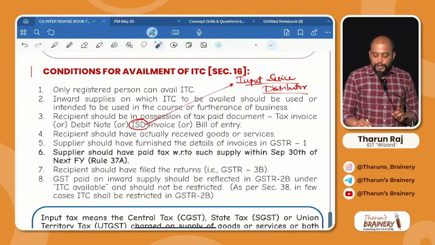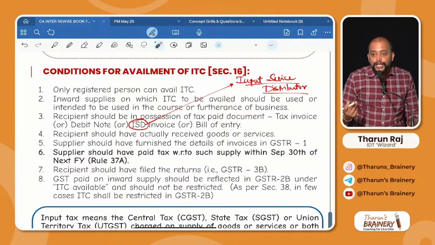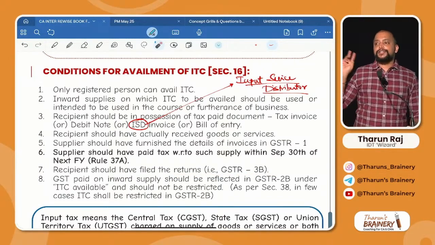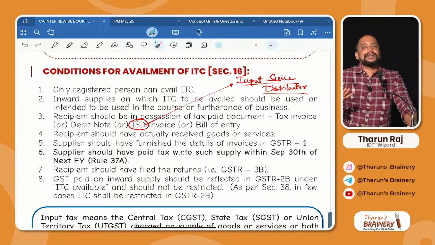One more point we will see from the recipient's point of view. 7, the recipient should have filed the returns. I told you this, how will we avail the ITC? Only through 3B. Without filing 3B, ITC cannot be availed. So first 2 basic conditions, then next 3 conditions by recipient, next 3 conditions by supplier.